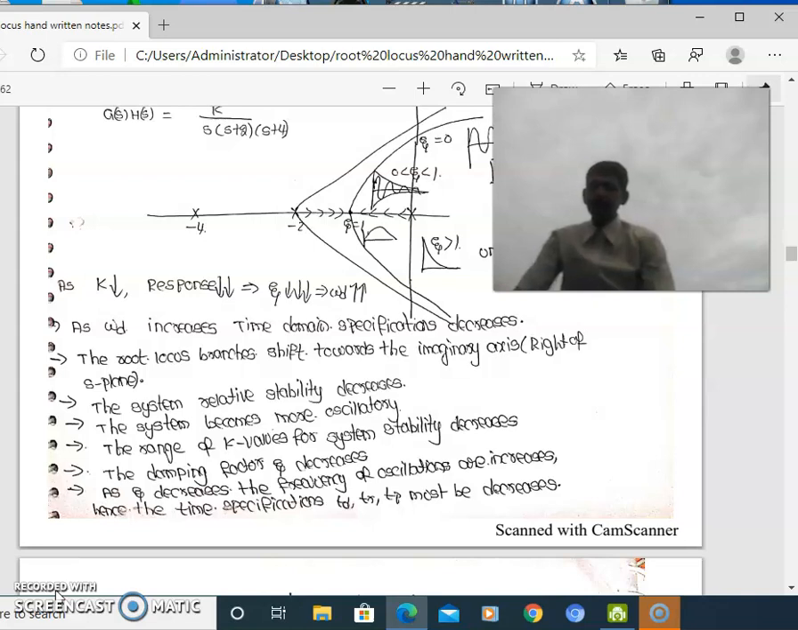The system relative stability decreases. The system becomes more oscillatory. The range of k values for system stability decreases. The damping factor zeta decreases. As zeta decreases, the frequency of oscillations increases. Hence the time domain specifications, that is delay time, rise time, peak time, should be decreased.